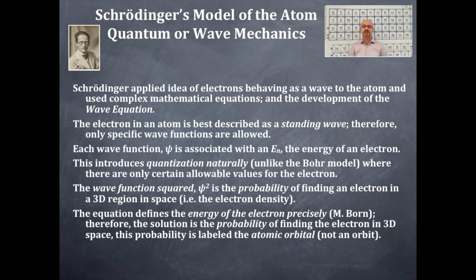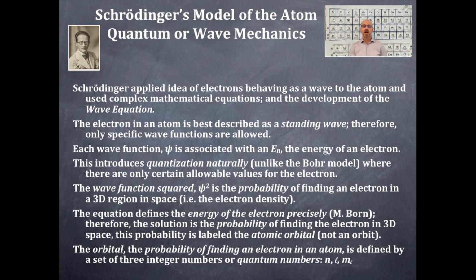I'm hoping that you remember back to Max Born. Therefore, the solution is the probability of finding an electron in a three-dimensional region of space. This probability is labeled as an atomic orbital. That's not an orbit, but an atomic orbital. I know the names sound very similar, but they are vastly different. An orbit is using Bohr's model, and an orbital is a three-dimensional region in space. For an orbital, the probability of finding an electron is defined by a set of 3 integer numbers, or quantum numbers. These quantum numbers are n, l, and m sub l.